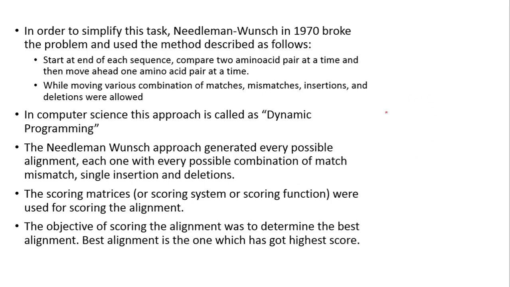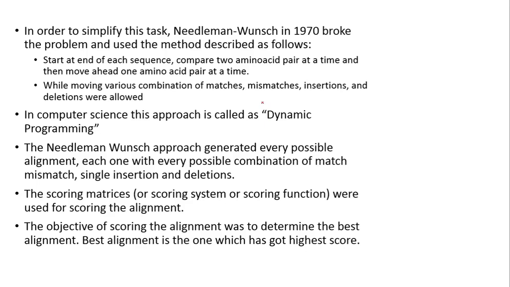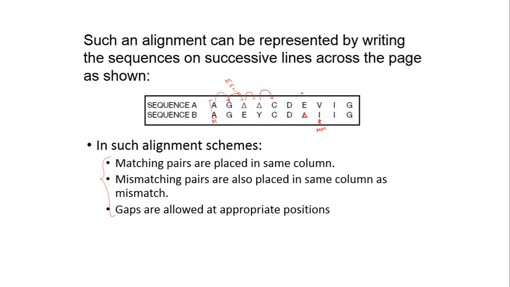Okay, so what they said is that instead of aligning these two sequences considering everything all the time, we would start out at one end of the alignment, and when we move on to include the next residue comparison, there we would decide whether to give a match, a mismatch, an insertion or a deletion. Then subsequently move on to the next positions. So start at the end of the sequence, compare two amino acid residues at a time, and then move ahead one amino acid pair at a time, rather than comparing everything with everyone else at a time.